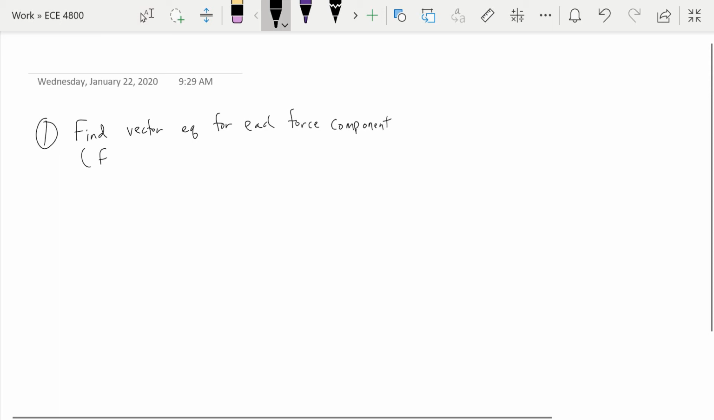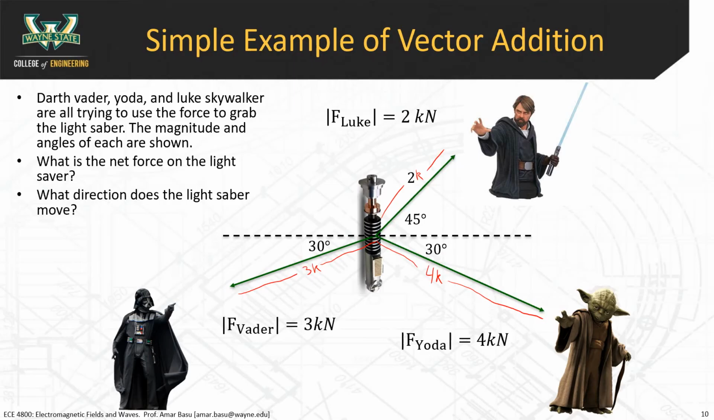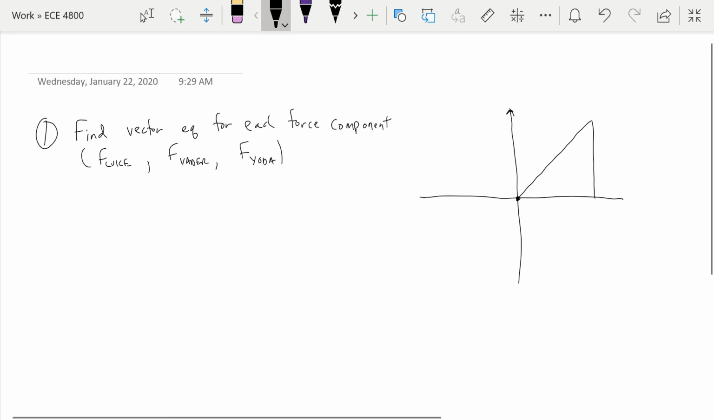So in other words, we have F Luke, F Vader, and then our favorite Yoda. All right, let's figure out Luke's force first. So we're going to redraw this thing here. We imagine that the lightsaber is at the origin, and there are 3 forces acting on it. The first force is going out at a 45-degree angle. From what we saw here, it's a 45-degree angle, and this is 2,000.